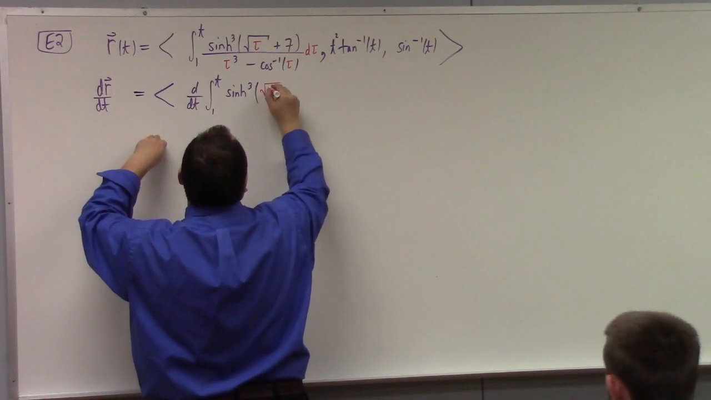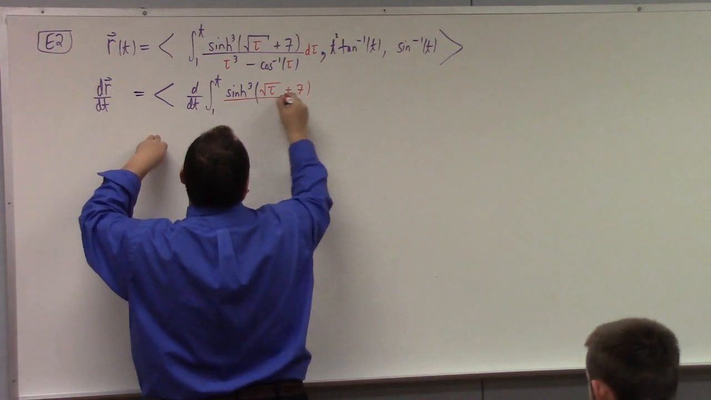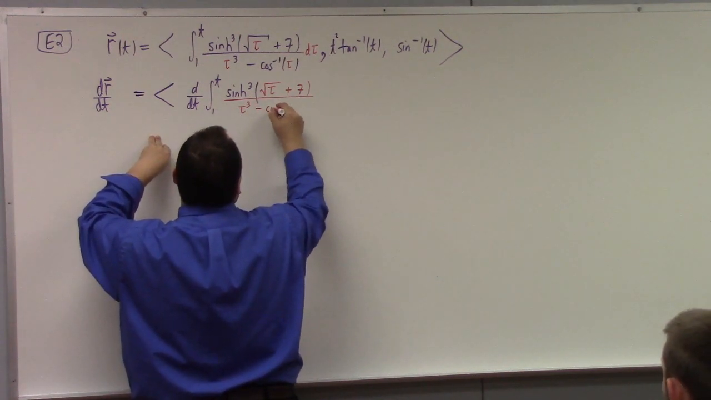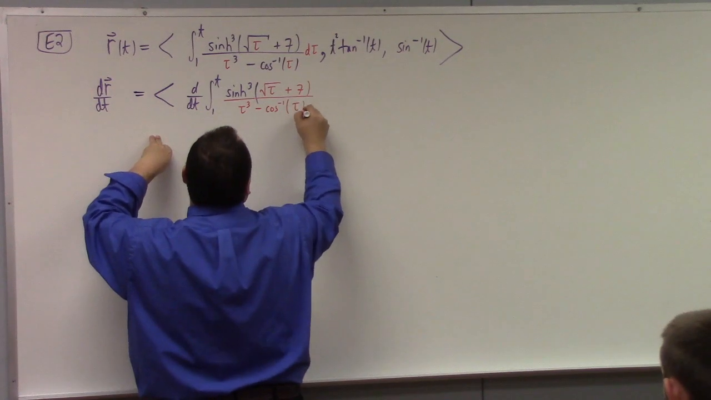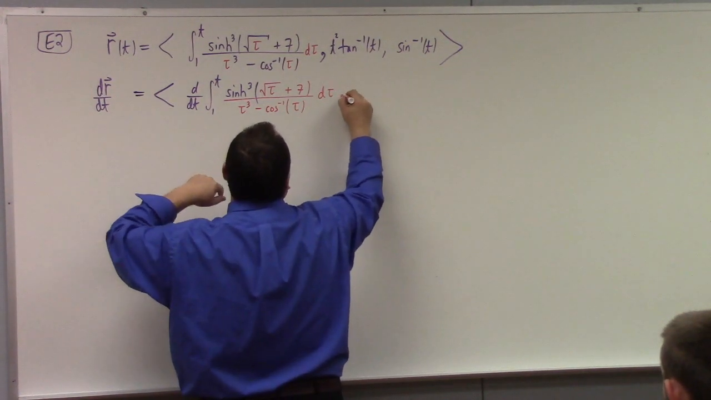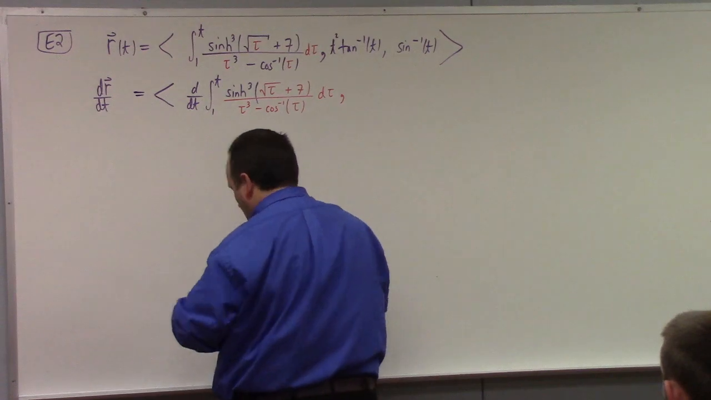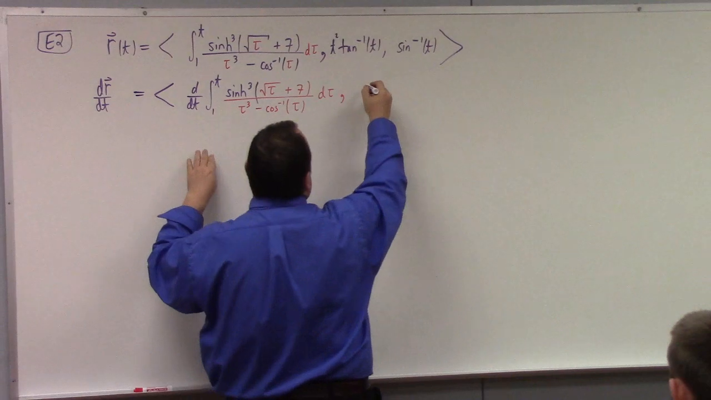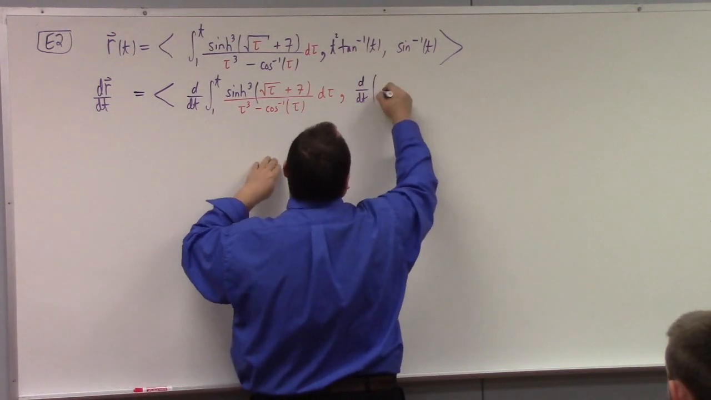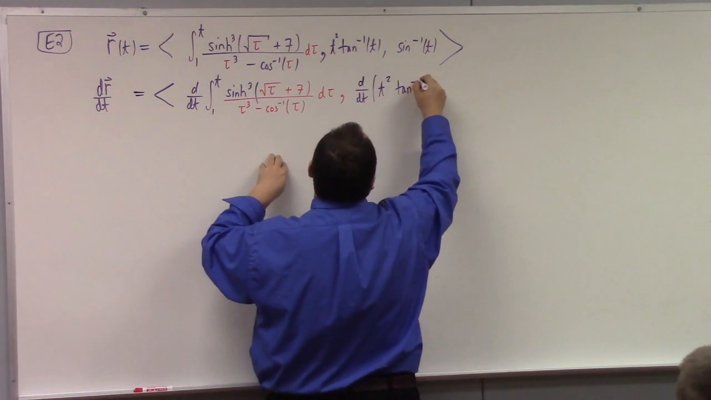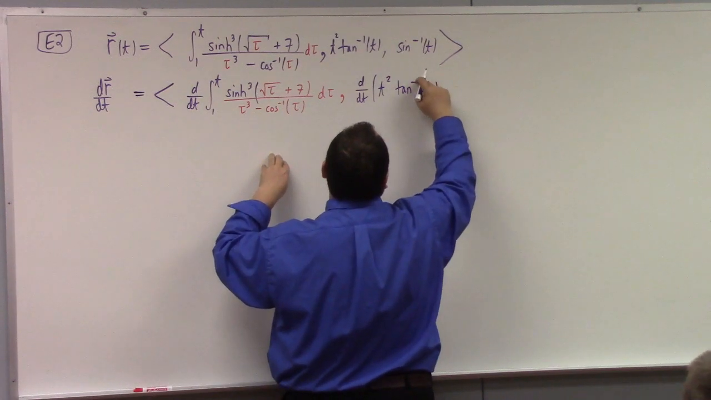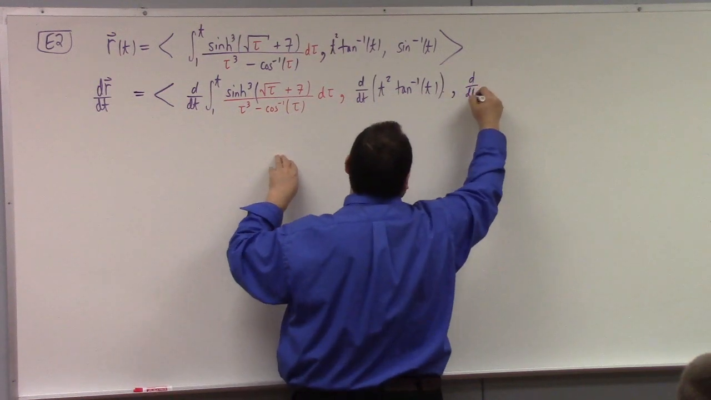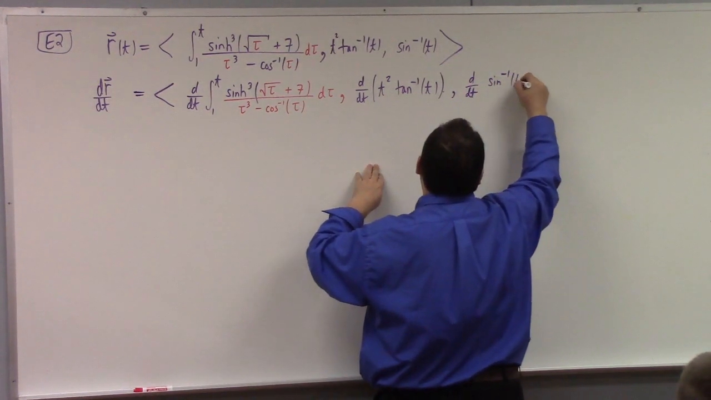So, see, I have to have a different variable of integration than the bound. If I have a bound, I can't have the same letter there. That's meaningless. I have to have a different letter. Okay, so we got that. Then we've got d dt of t squared inverse tangent of t, comma, d dt of inverse sine of t.